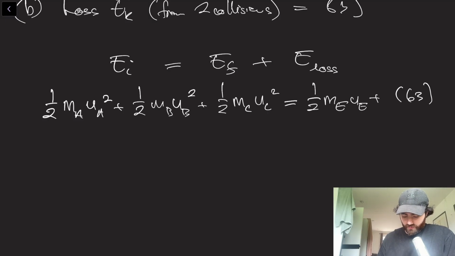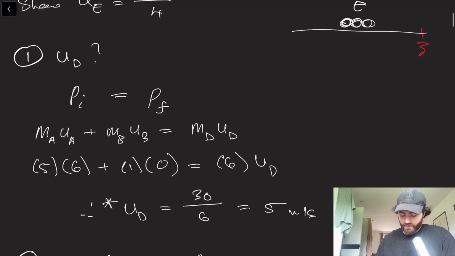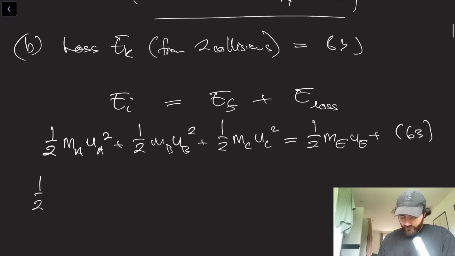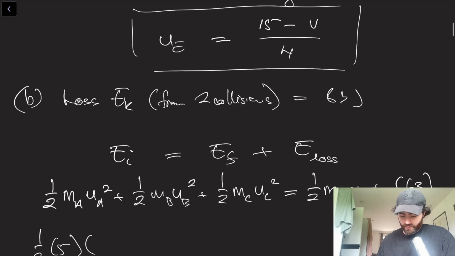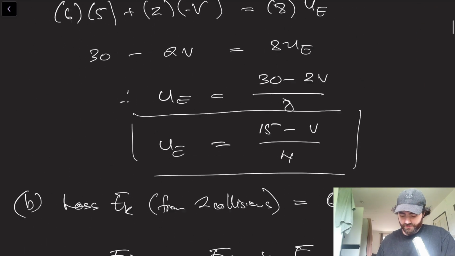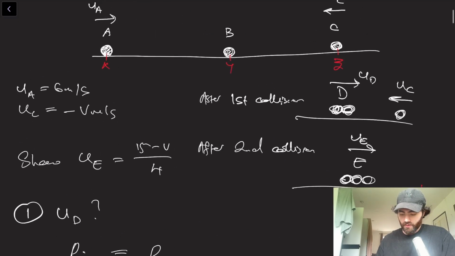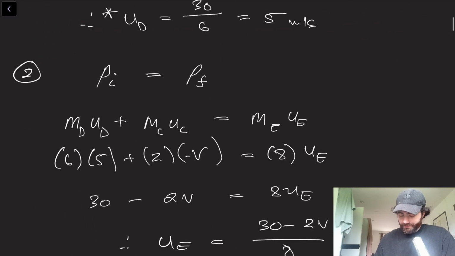So let's just plug all this stuff in. So half the mass of A is 5, the initial speed of A is 6, 6 squared, plus a half. Well, this is going to be 0, but we can write it in anyway. Mass of B is 1.